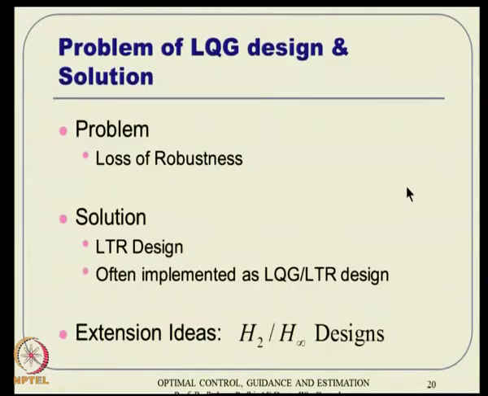But there are problems with the LQG design also. The main problem is loss of robustness of LQR. Remember, in the LQR design, if you have full state information, I told in that lecture that typically if full state information is available error free, then LQR has good robustness. That means you have something like infinity gain margin and up to 60° phase margin. But all these things are gone the moment you put in an LQG design. LQG does not guarantee that.